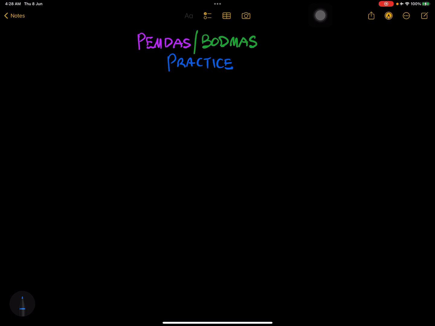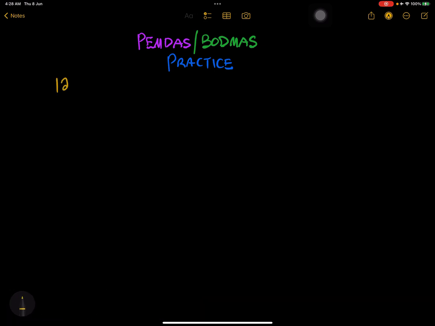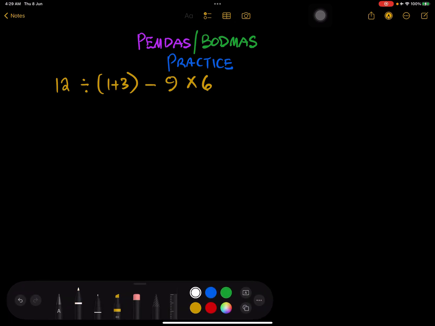So let's take this question for example. All right. So imagine that you have, let's say, 12 divided by 1 plus 3 minus 9 times 6, for example. And as always, I mentioned to you the last time that anytime you see a problem without the equality sign, the first thing to do is to introduce the equality sign.